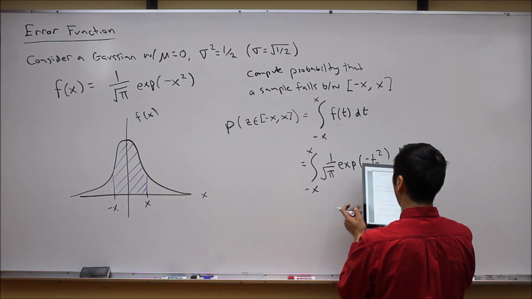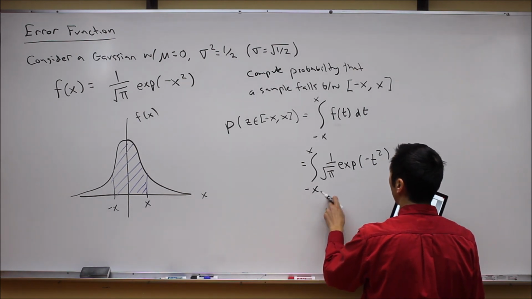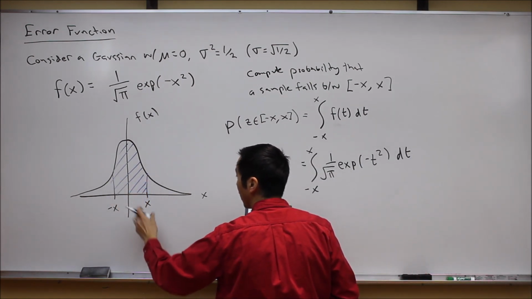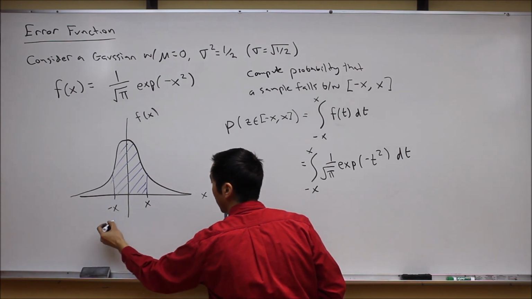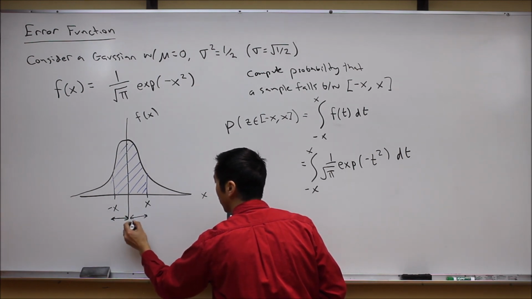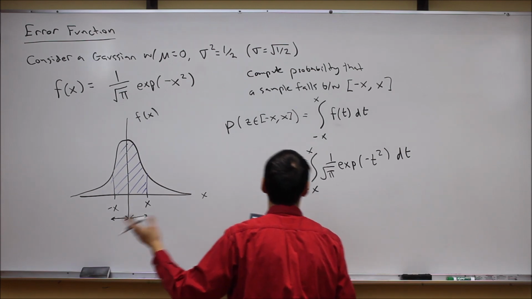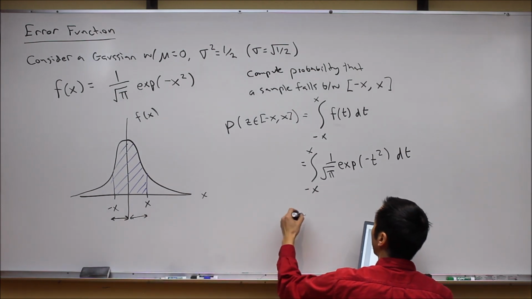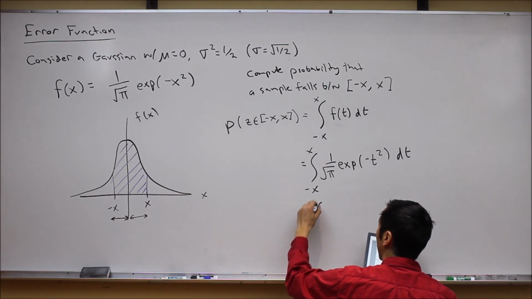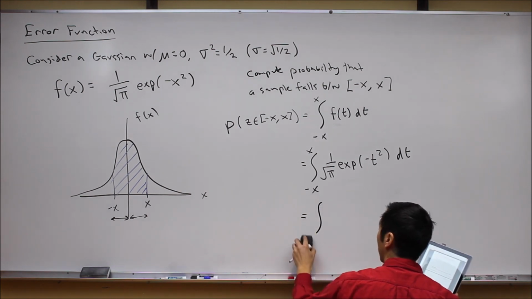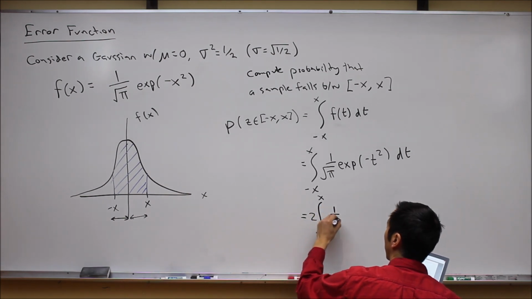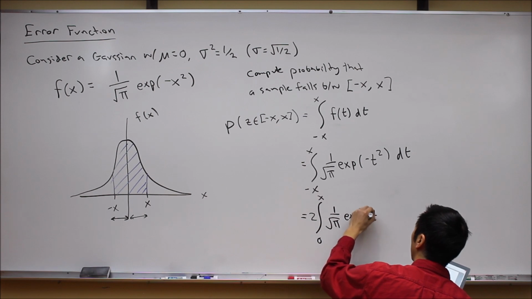One thing we can note, if you think about this long enough, is that this function is symmetrical on either side. The area between minus x and 0 is exactly the same as the area between 0 and x, since the Gaussian is symmetrical. So I can break this up and write it as the integral from 0 to x, and then multiply by 2 in front. So here we go: 2 times the integral from 0 to x of 1 over square root of pi e to the minus t squared dt.